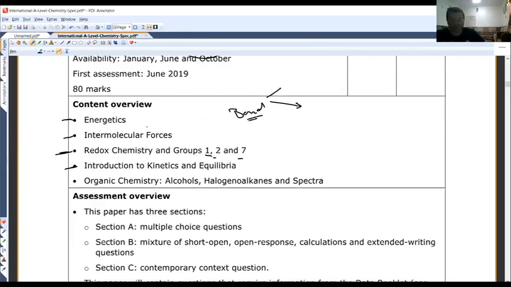And this one is thermochemistry, intermolecular forces, hydrogen bond and van der Waals attraction force, London dispersion, dipole attraction force. Introduction to the redox chemistry, oxidation and reduction. I'm going to start with the periodic table, group one and group two and group seven in detail.